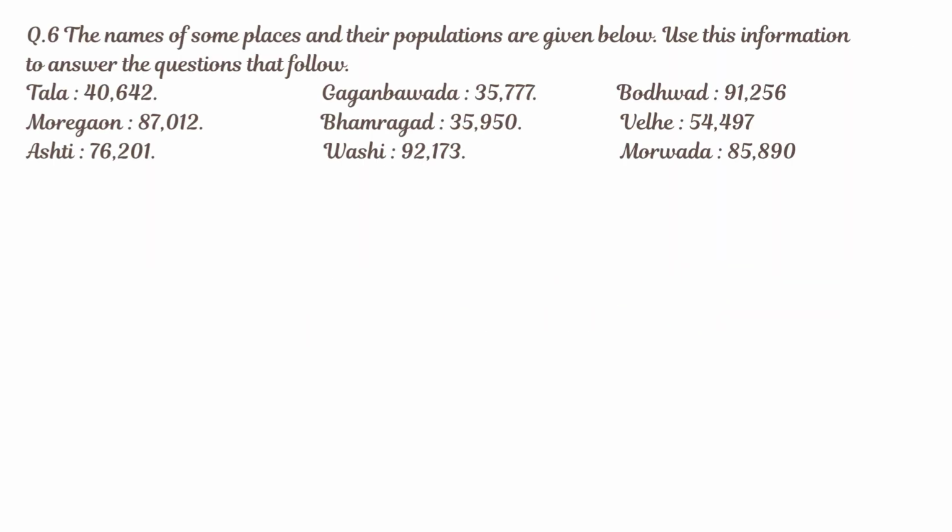So now let's move to question number 6. The names of some places and their populations are given below. Use this information to answer the questions that follow. So in this we have to answer the questions. Here some data is given of places and population which are Tala, 40,642. Gaganbawada, 35,777. Bodwad, 91,256. Moregaon, 87,012. Bomragad, 35,950. Velhi, 54,497. Ashti, 76,201. Washi, 92,173. Morwada, 85,890.